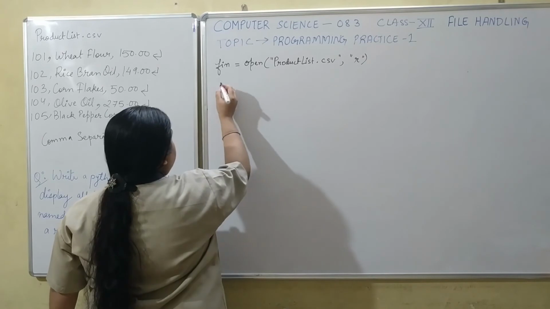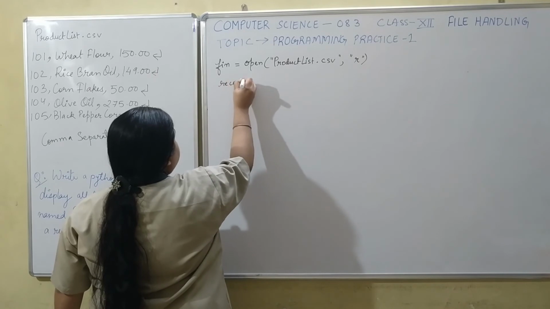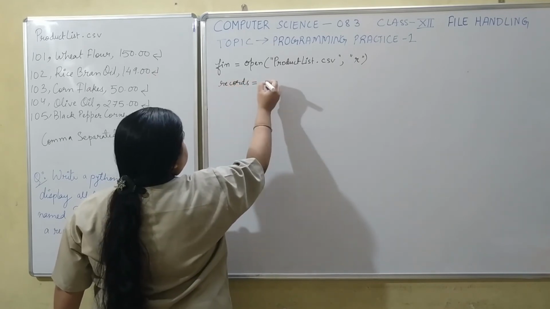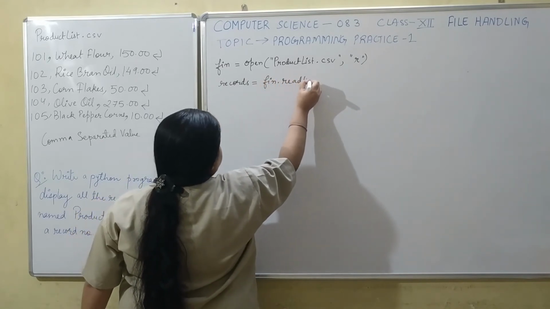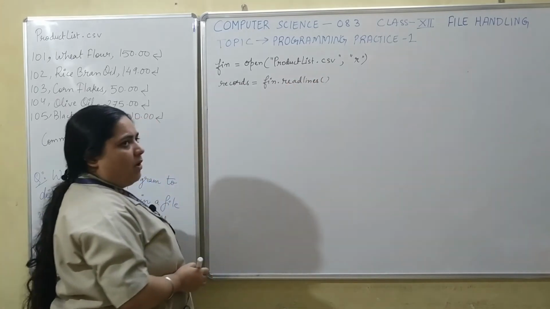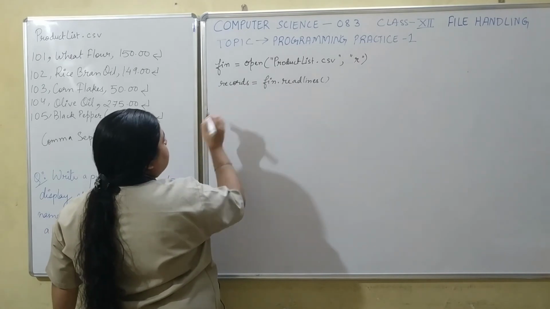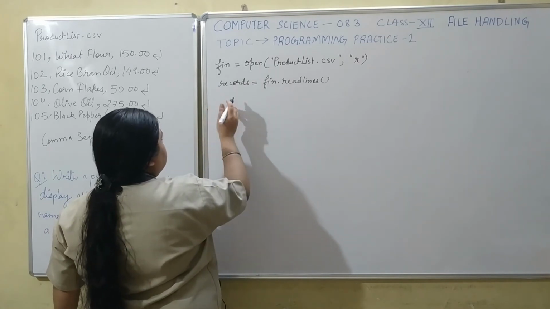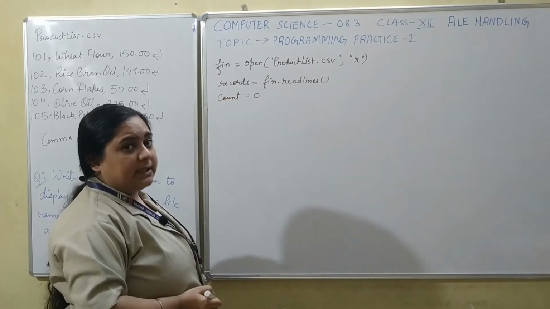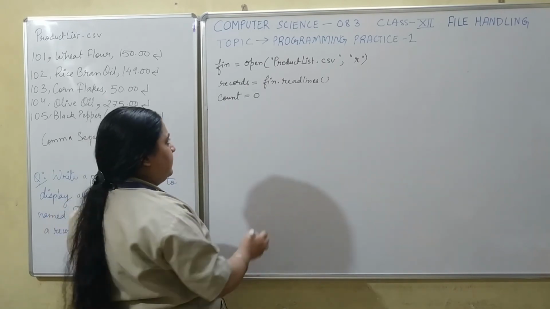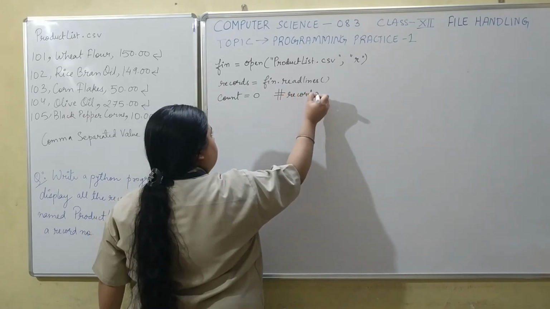So we have opened the file and now we will read everything. I am going to read everything into records, and I'm going to use the readlines function for doing this, which will read all the records in the file. And now I'm going to perform the operation. For this I will take one variable, count, which will keep track of the record number. Let me insert a comment line here: this is for record number.